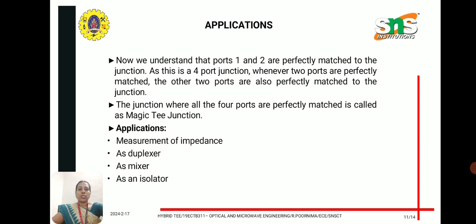So what are the applications of magic T? Here the two junctions are perfectly matched, and the other two ports are also perfectly matched to the junction. From the final answer we are getting this important property of magic T. The junction where all four ports are perfectly matched is called the magic T junction. It is applied to measurement of impedance. It can be used as a duplexer, as a mixer, and as an isolator. Because one port is an isolated port, it can be used as an isolator.